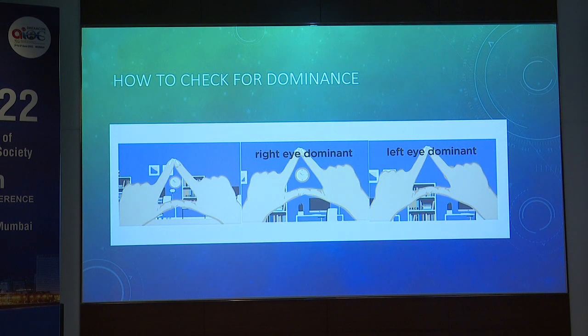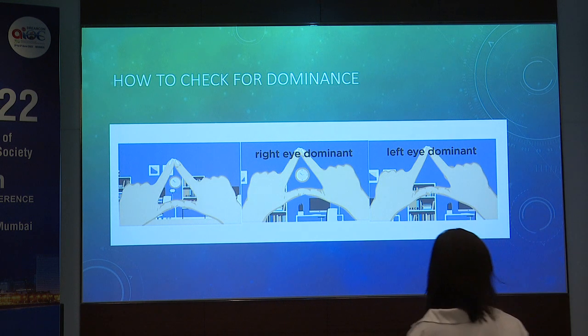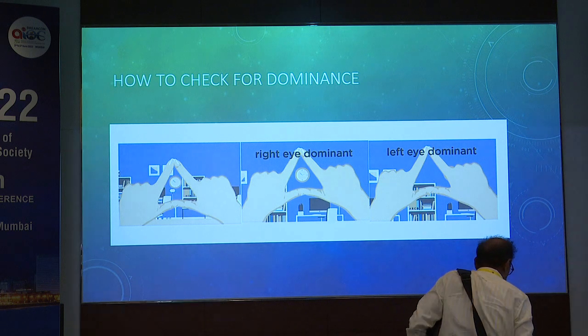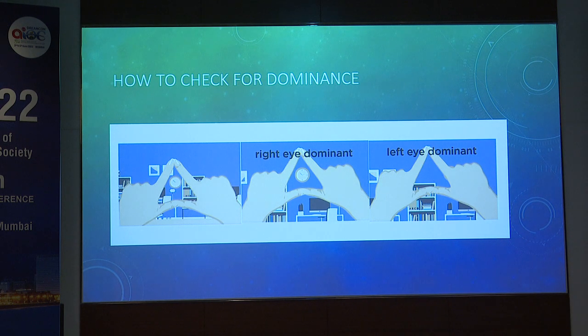Now how do we check for dominance of the eye? It is very simply done in your OPD itself, where you make the patient look through an opening like this at an object about 10 feet away, and by closing each eye, the image which shifts is the eye which is non-dominant. That is how you know which is the dominant and which is the non-dominant eye. Now mind you, in patients with advanced cataracts, this may be difficult to do. But still, if the other eye is not so advanced, you can still do this test.